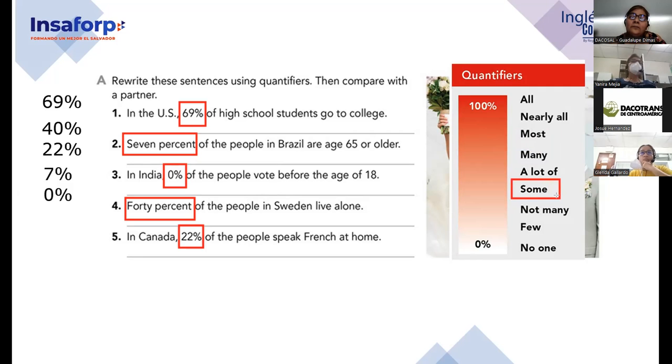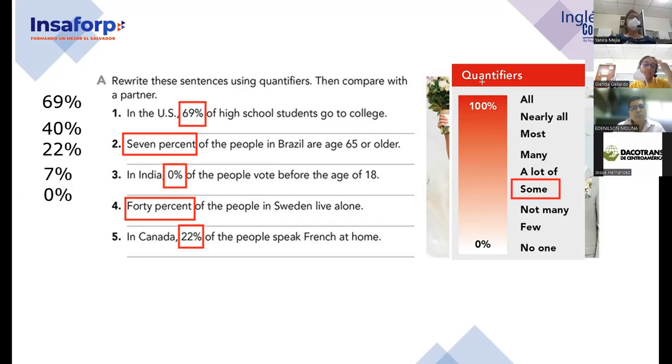22%. Some. Some, también, some. 7%. Few. Few, ahí sí, miren, few people, and 0%. No one. No one. Very good job.